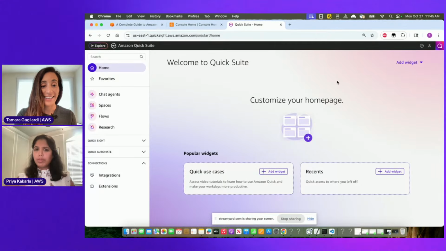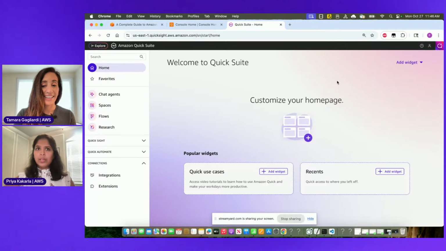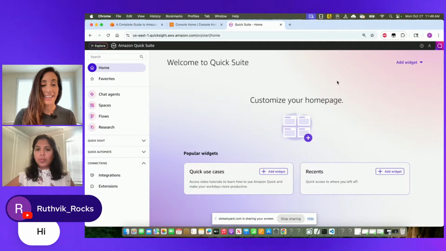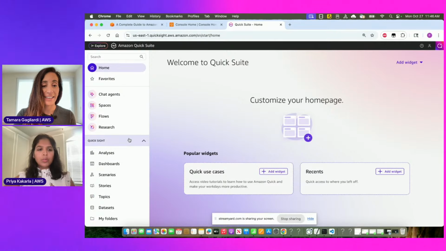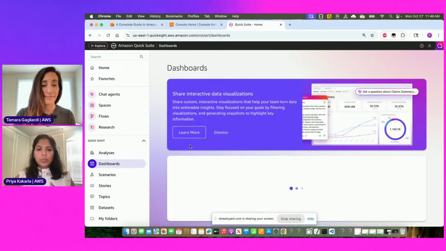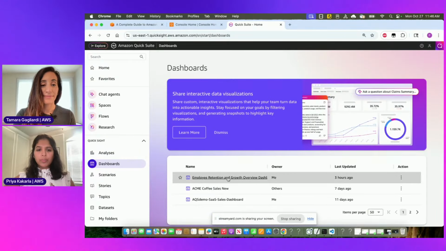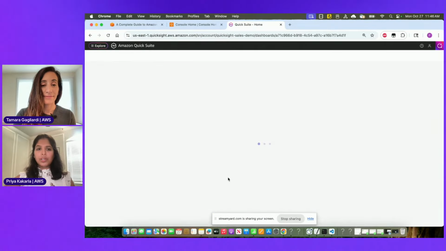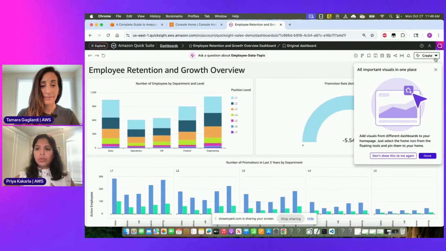Before QuickSuite, how could he get answers? Like how Paulo, the HR director we were talking about, would always go to the dashboards. So Paulo would go into this dashboard he has specifically built for employee retention and growth overview.